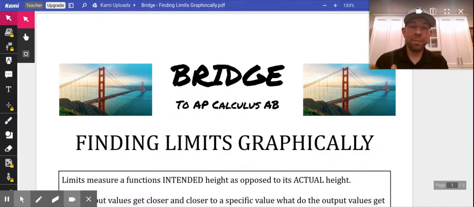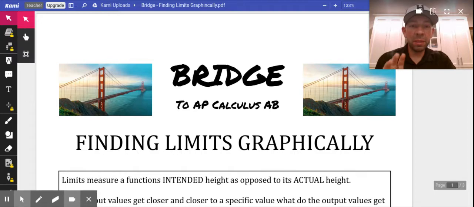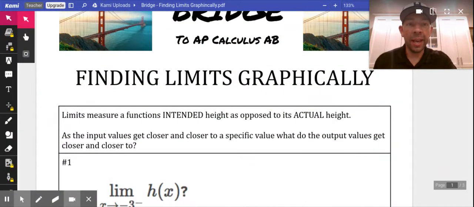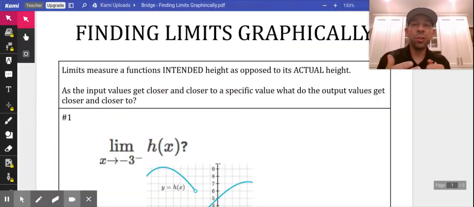We've got an awesome topic here to get things going: limits. So we're finding limits graphically here today. And again, a real quick review of some of our basic definitions. Again, a limit measures a function's what? Not its actual height, but its intended height.